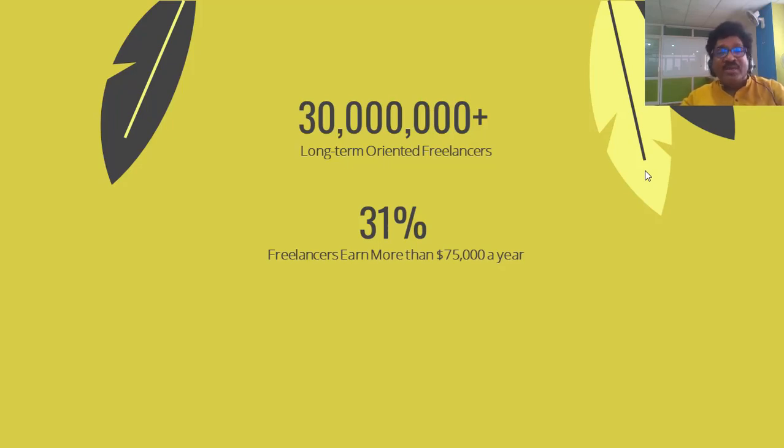The average pay in US, as I am told by some of my clients, is approximately $25,000 to $30,000 a year. That's about $3,000 to $4,000 a month. Imagine a freelancer earning $75,000 a year. That's almost $6,500 every single month. And 31% of freelancers are earning like this.